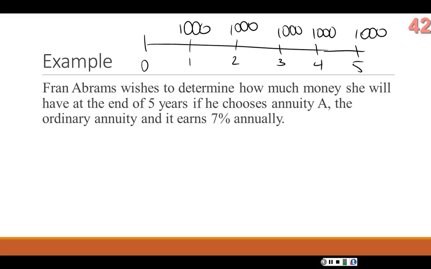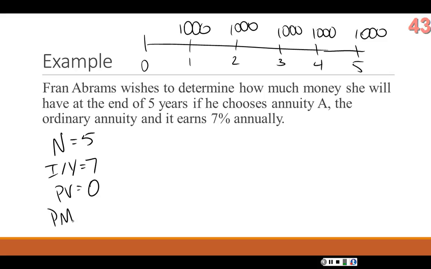So here, if we want to put this into our financial calculator, we know that N is equal to 5, the number of periods. The interest rate is given, and that's 7. The present value is 0. So as of time period 0, she hasn't put any money anywhere. She hasn't received any money. So at time period 0, it is 0.